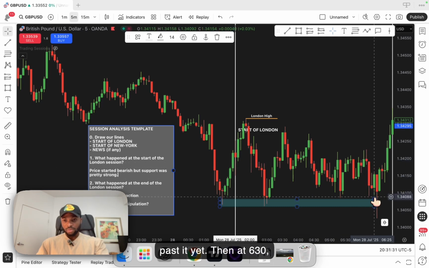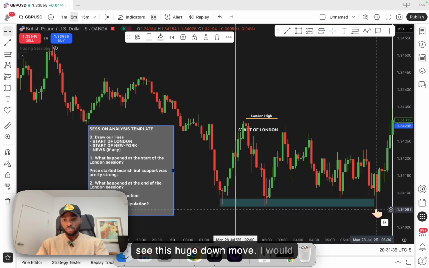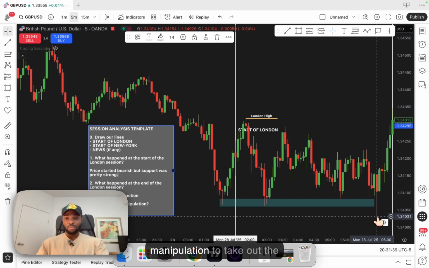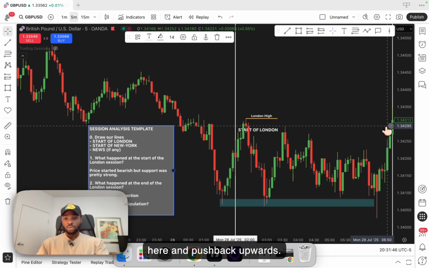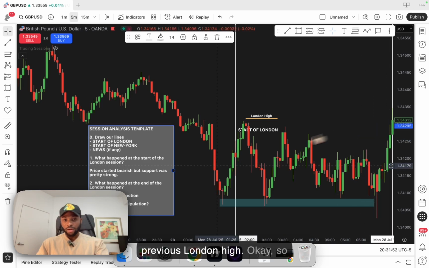And then at 6:30, you see this huge down move. I would think that is a little bit of manipulation to take out the whole liquidity that was under here and push back upwards. Okay, so I would say push back upwards, even nearing this previous London high.